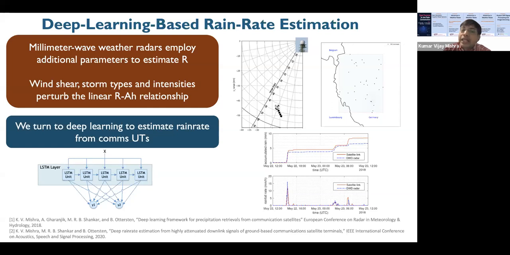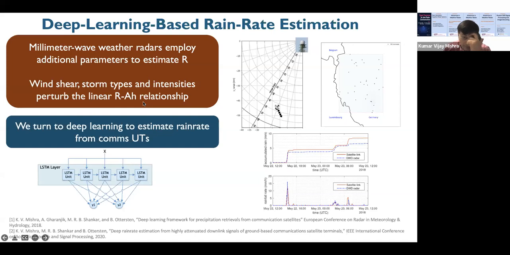So I can use this linear relationship to find out range. And this is the definition that International Telecommunications Union uses very frequently. However, this linear R-A-H relationship very easily gets perturbed. If it is more like a stratiform rain, that is, the storm is not very turbulent, so we call it stratiform rain, then this relationship is fine. But then if it is a convective storm, then this relationship is no longer valid.